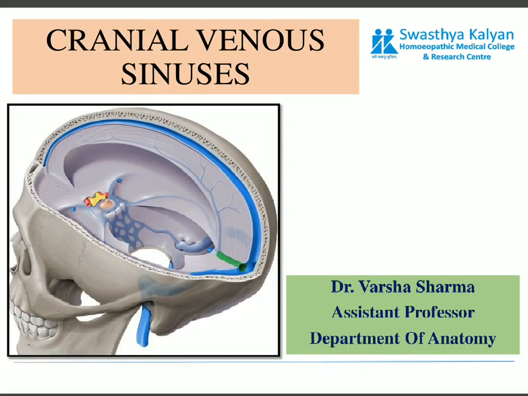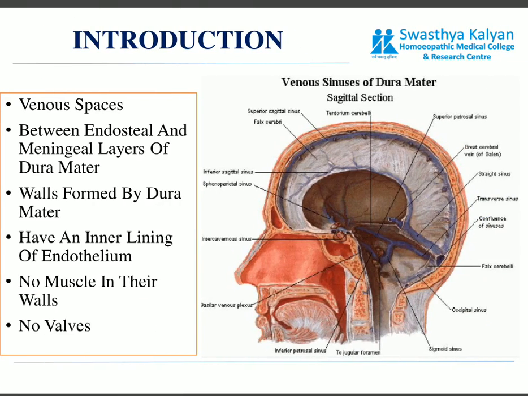Good morning, students. Today we will discuss the cranial venous sinuses. They are also known as cerebral venous sinuses or dural venous sinuses. So these are venous spaces situated in the cranial cavity. Sinus is basically a cavity.